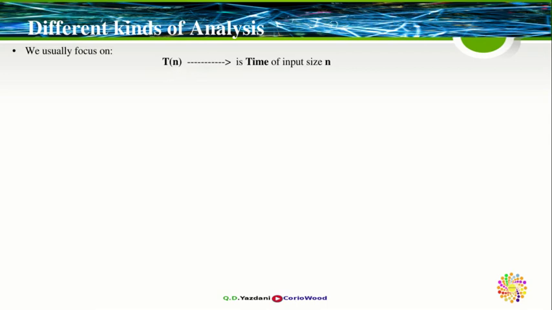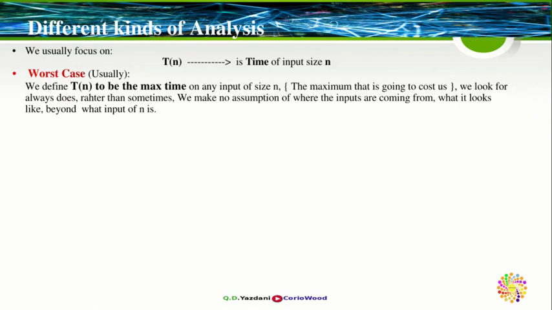In the previous video, you may have noticed that I put N in uppercase, because I just wanted to introduce that a standalone N is input size, and the T at the front means the time of input size n. And now we're going to explain that there is a different kind of analysis of time of input size n. The first one we're going to see is the worst case, which is what we're usually interested in. And we define T of n, the time of input size n, to be the maximum time, the max time on any input of size n.